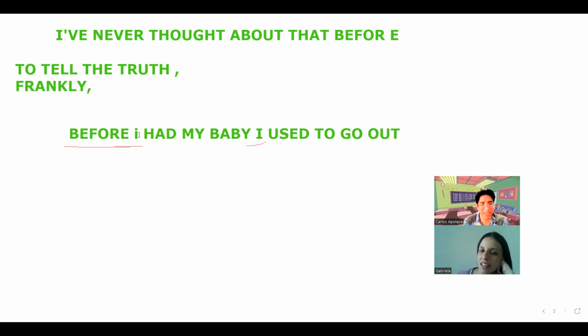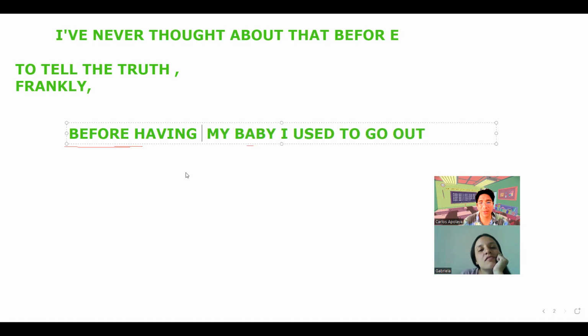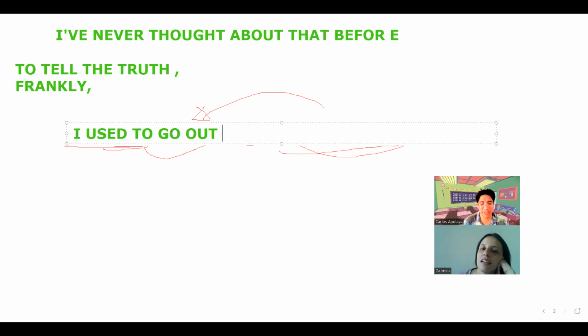Lo borro y le pongo el ing: before having my baby. Pero ¿cómo vas a ver que es el pasado? Por el contexto. Yo sé que este es used, esto tiene que ser pasado porque antes de tener mi bebé yo solía salir. Before having my baby, I used to go out. Pero también va en el primer verbo, en la primera parte, el ing. Ah, es que esto puede ser I used to, lo borro así. Before I had my baby. Ajá. Entonces, ahora sí, ya te sientes más cómoda.